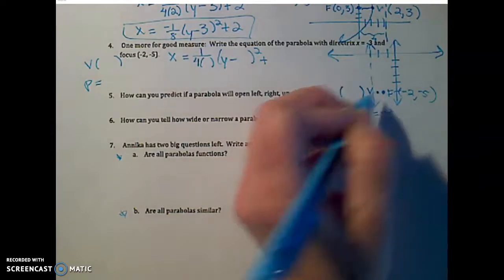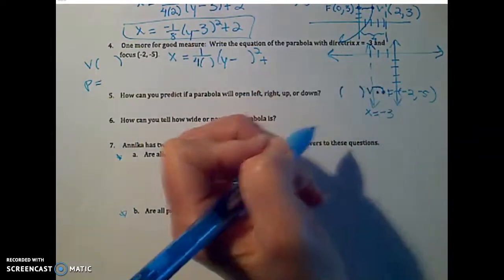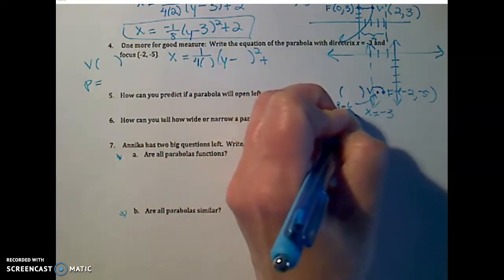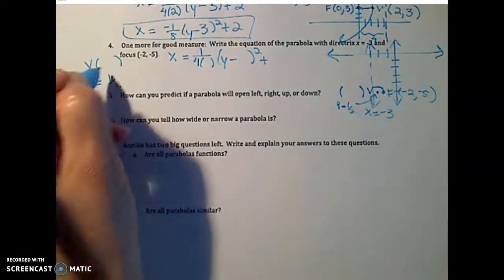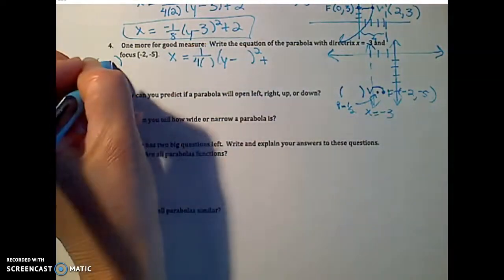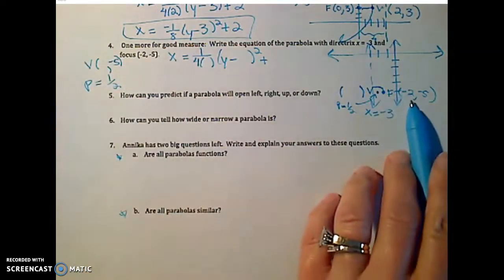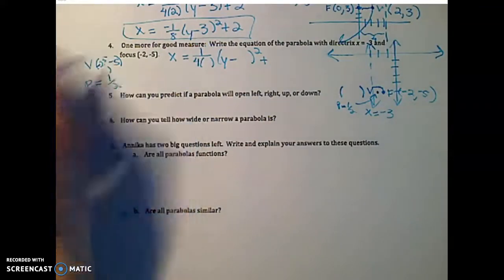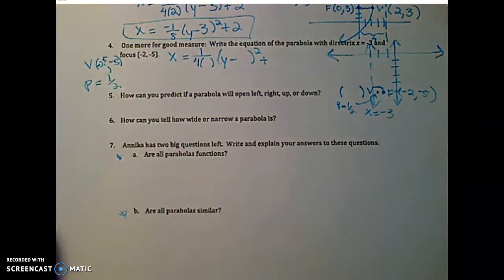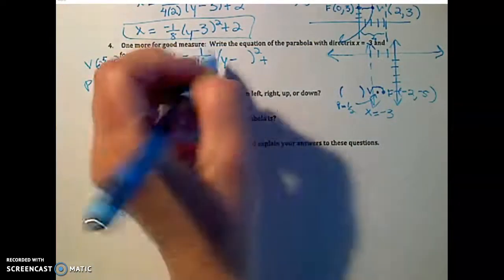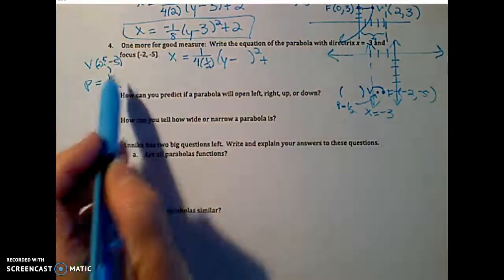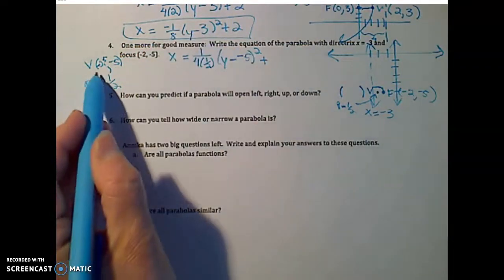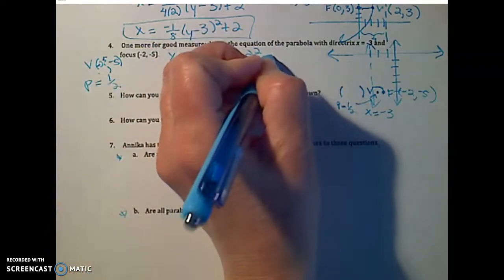This is only 1 unit, so my p-value is actually a half a unit. So p is 1/2, and my vertex is going to stay at negative 5 for the y-coordinate, but the x-coordinate is right in between negative 2 and negative 3, which is negative 2.5. I'm going to plug that into my equation of a parabola, and I get my p-value, which is 1/2.